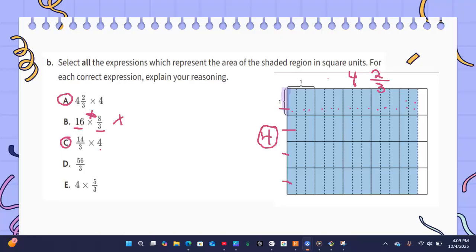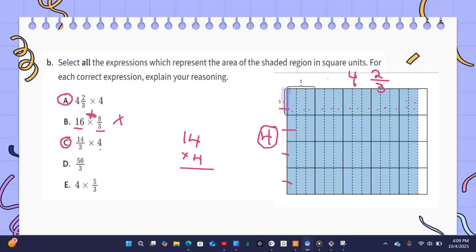Now, let's see if we can find 56/3. Wow, that's a big number. So, what I can do is if I were to count all of these, would that equal 56? Well, if I know 14 is at the top, I could say 14 times 4. Let me see what that gives me.